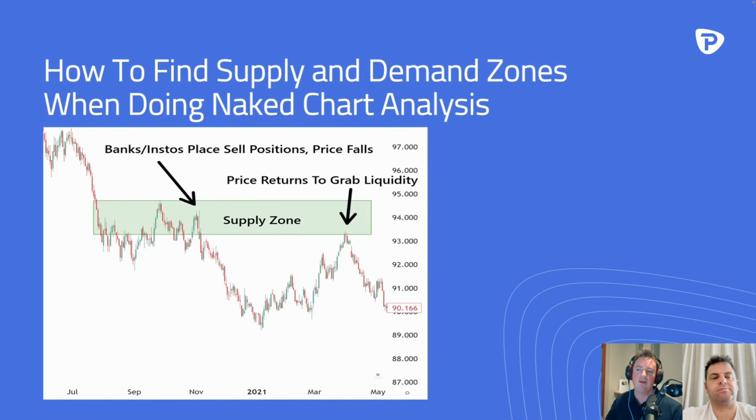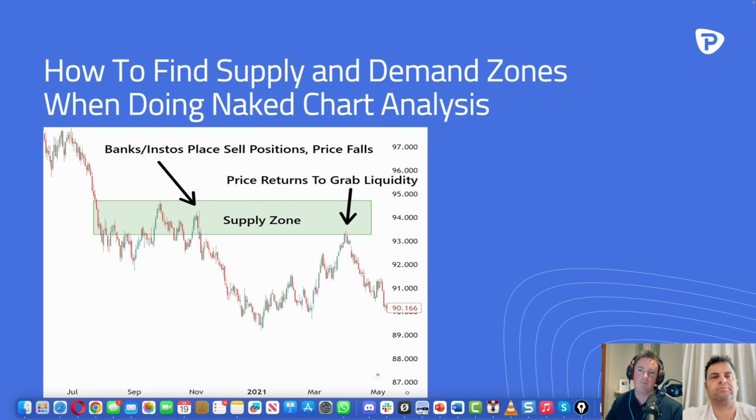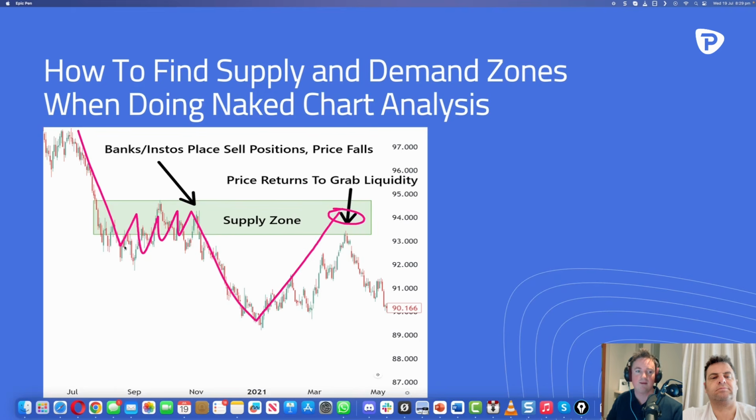But then when we're in the charts and in the actual market action itself, how are we going to better understand where we might want to be placing trades? Well, here's an example of a drop, a base, a drop, and then a return back to the supply zone. This is pretty much one of the biggest trades, isn't it?